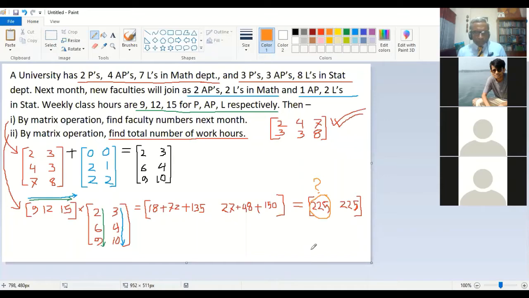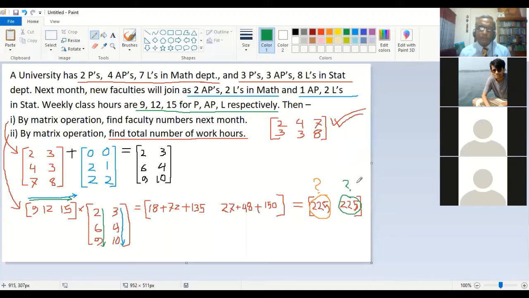It's the number of working hours for the maths department. Yes, the number of working hours in the maths department taken by all the faculties. You are right, taken by all the faculties. So what will be the meaning of the second 225?